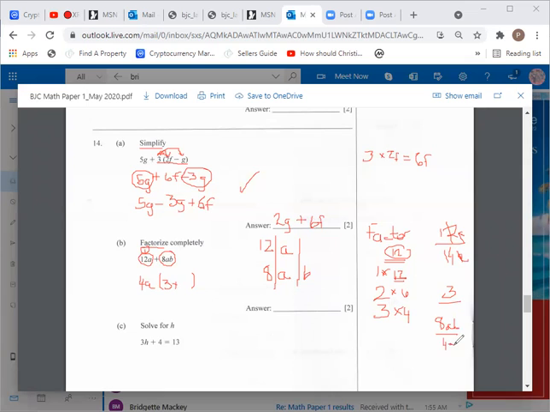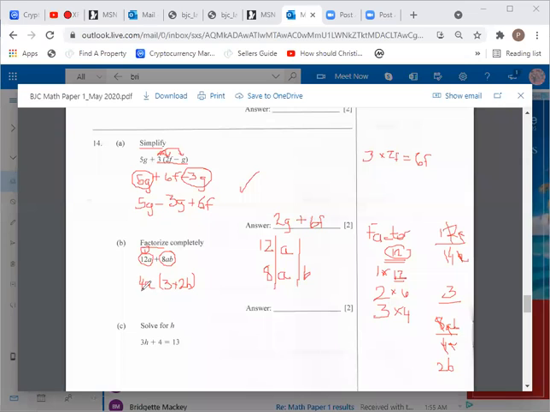So we're just going to do the opposite. 8 divided by 4 gives me 2. A's cancel, but I have b. So 4a multiplied by 2b gives me 8ab. So I have factorized this expression.